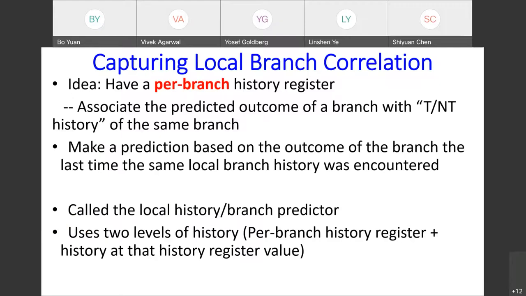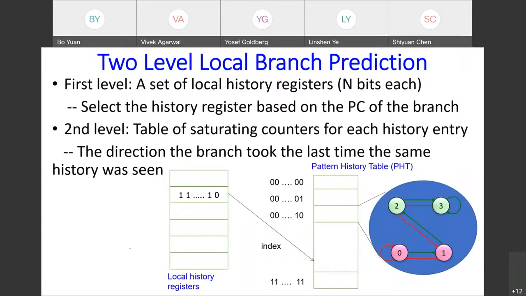And actually, that is the key idea: the per branch history register. This is the first level, a set of local history registers. And how do we select that? We will use the program counter, the address of the branch. Because each branch, once stored in the instruction memory, has its address in the instruction memory fixed. So that is the ID.